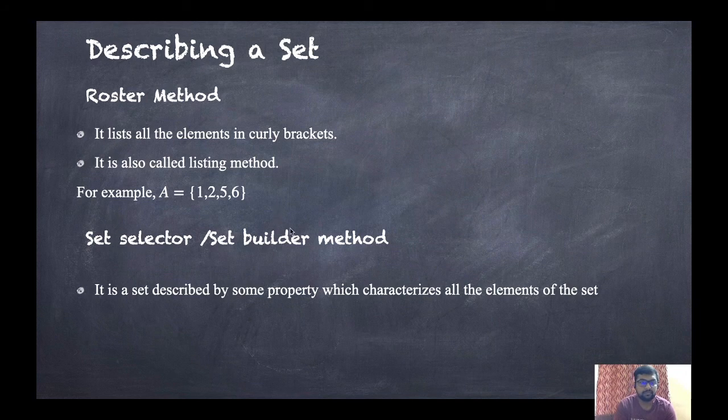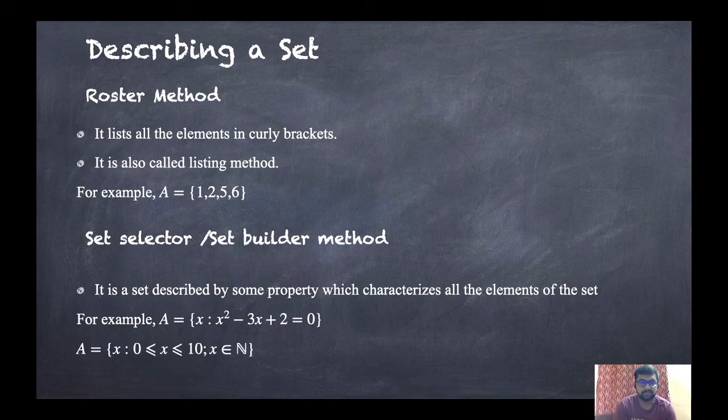So here we will not write like this, 1, 2, 5, 6. For example, A is the set of all x such that x² - 3x + 2 = 0. So which elements will be there? x² - 3x + 2 = 0. You can calculate it on your own. We know how to solve a quadratic equation. I think it will be 1 and 2.